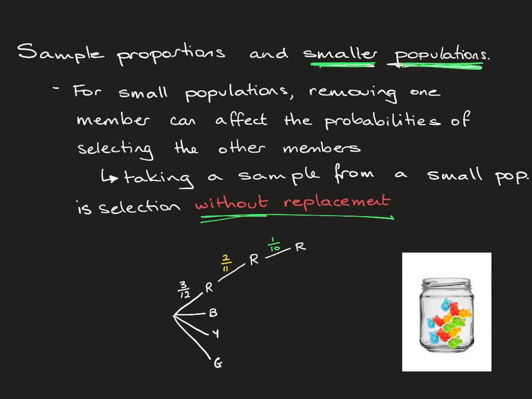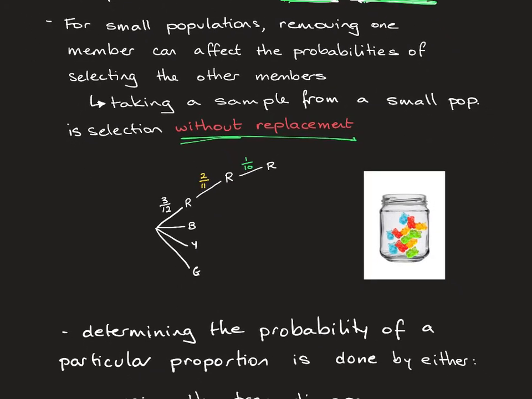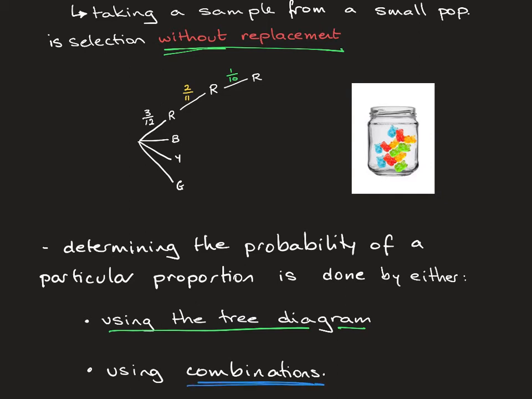And we can do that in a couple of ways. We can use a tree diagram like I've done just up here and work out the probabilities, or we can use combinations. Let's have a look at how we do that.